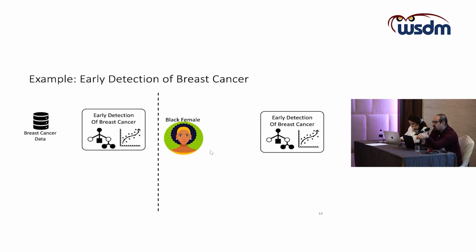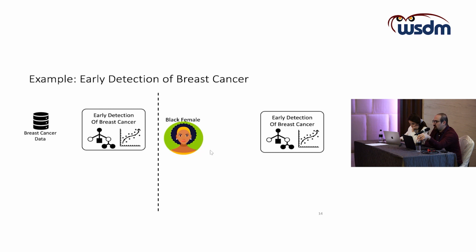Okay, next question. What happens if the data does not satisfy group representation? Let me explain it with an interesting example. Early detection of breast cancer is very important. Breast cancer is a big issue, in particular in the United States. It's one of the major causes of death, unfortunately, among females. And therefore, creating tools for early detection of breast cancer is super important.